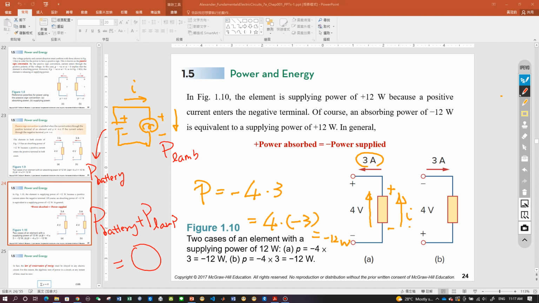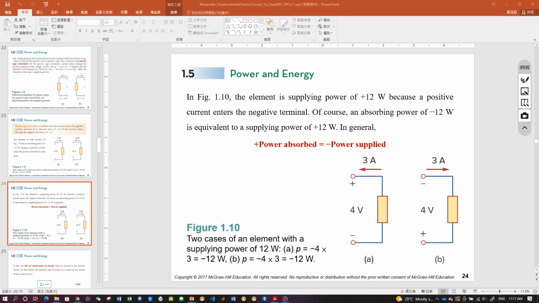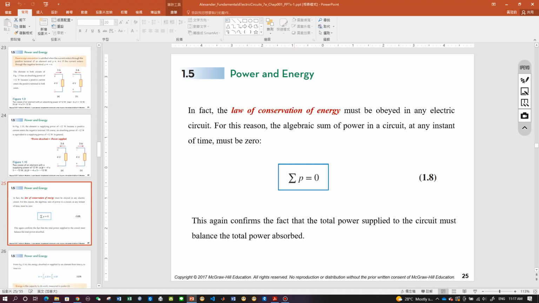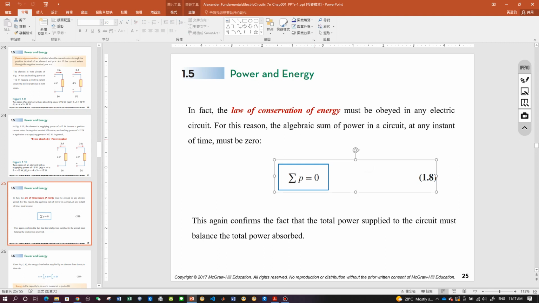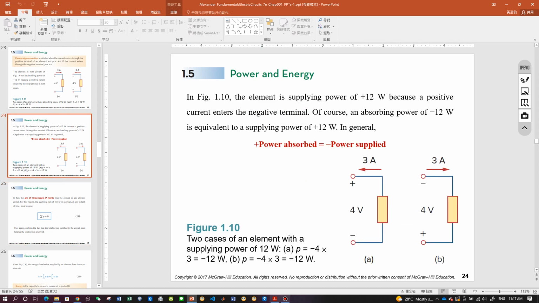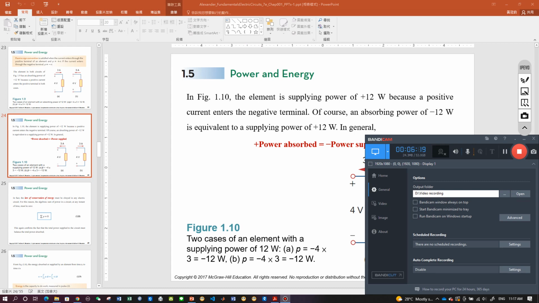So it's a little bit confusing, but that's fine. Okay, so here again, look at that. In fact, the law of conservation of energy must be obeyed in any electric circuit. For this reason, the algebraic sum of the power in a circuit at any moment of time must be equal to 0. It's just like the one I'm talking about here. I wrote it here, I forgot.